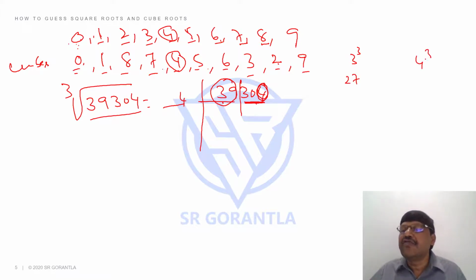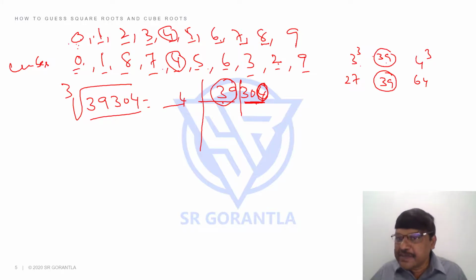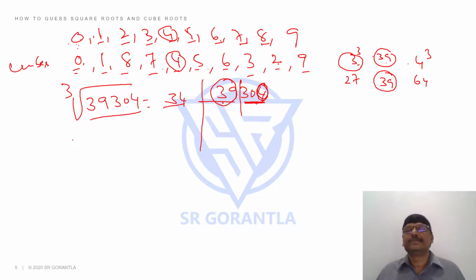4 cube is 64. Your 39 is between them. That means your 39 is between 3 cube and 4 cube, right? If it is between 3 cube and 4 cube, take the smaller one as the tens place. That's it. 34 cube is my answer.